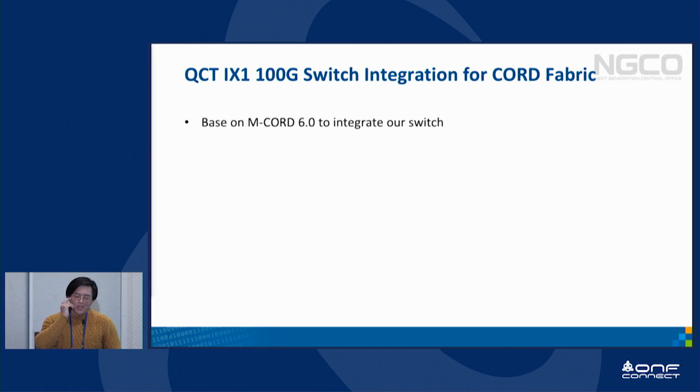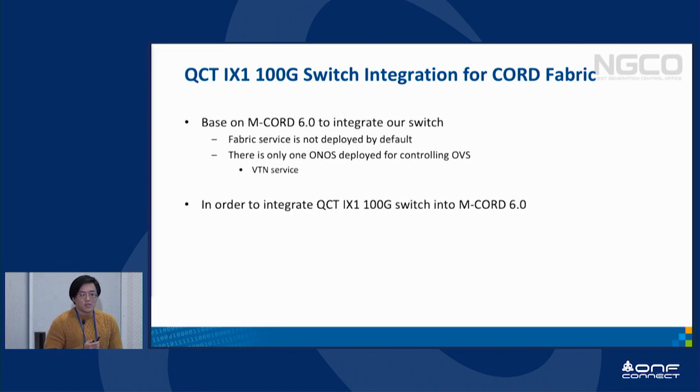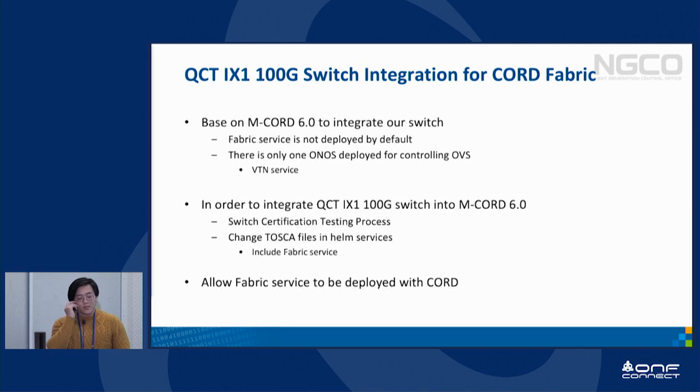But in this version, there is one missing part that needs to be fixed, which is that the Fabric service is not deployed by default. There is only one ONOS deployed for controlling OVS, which provides the VTN service. So in order to integrate the hardware switch into M-CORD 6.0, we have done two things to make it happen. The first is that we collaborated and consulted with the community to come up with a draft of our switch certification testing process. And the second is to change some TOSCA files in the Helm service to include the Fabric service. After these two are done, the Fabric service will be allowed to deploy with CORD.